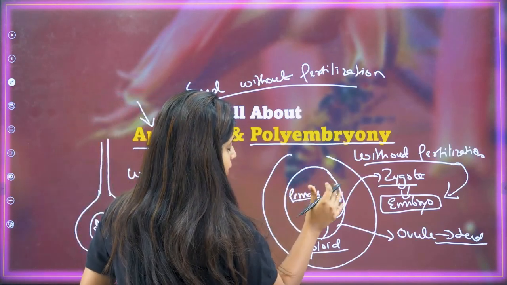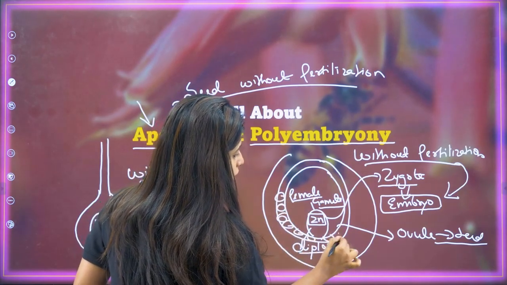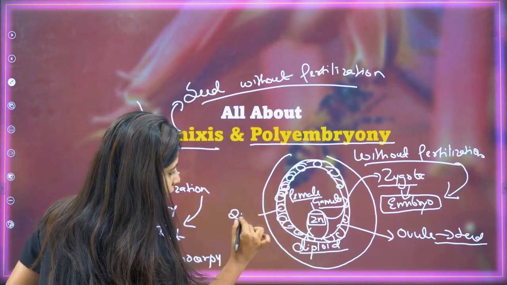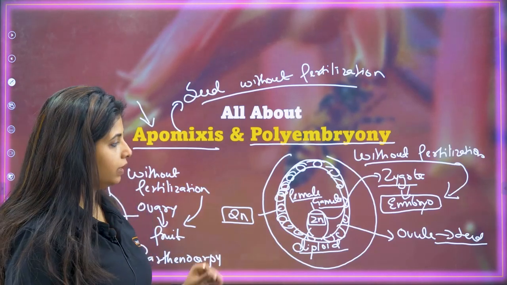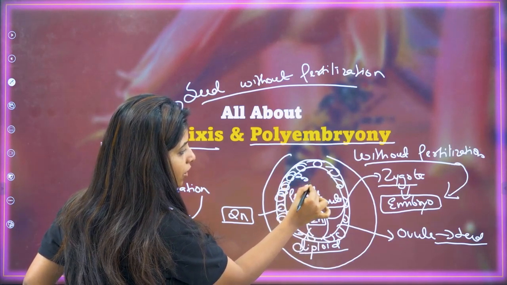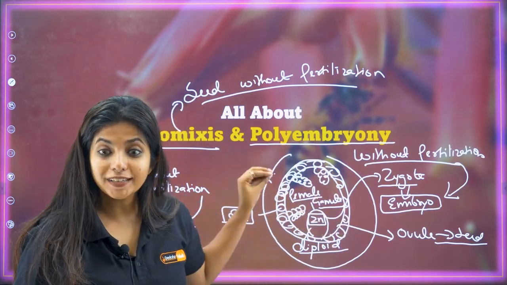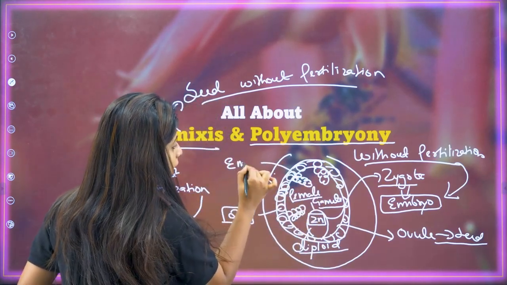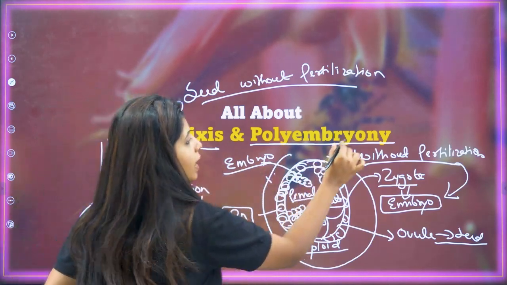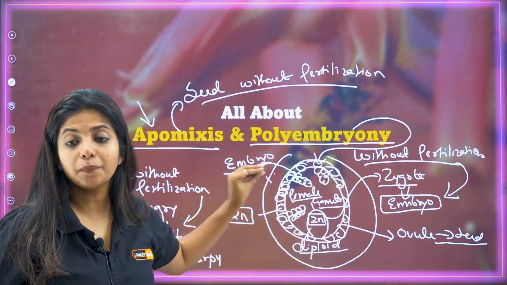So in polyembryony, basically this was the ovule. I'm going to make a bigger ovule over here. You have your nucellus still persisting. Imagine your nucellus cells are still persisting out there. And nucellus cells, my dear children, were normal cells, no? So they were already diploid in nature, already 2n in nature. These nucellus cells are going to enter inside the embryo sac, and once they enter, they are going to give rise to the embryo out there. How many? 1, 2, 3, so many. This is known as polyembryony, where the nucellus cells enter the embryo sac, forming multiple embryos out there.